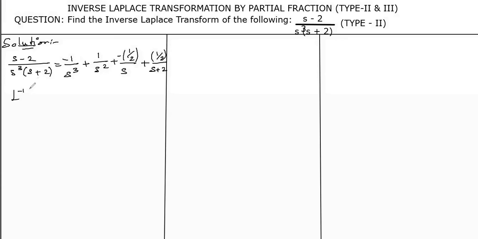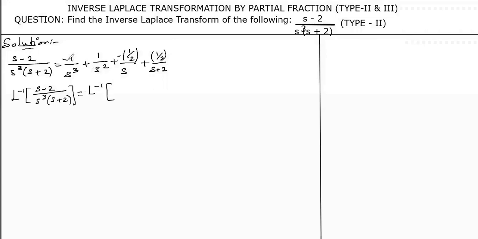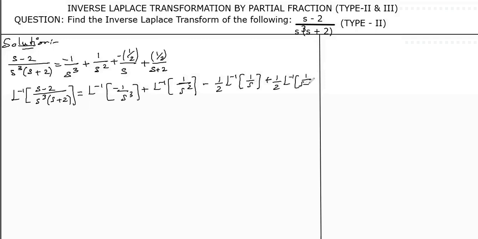So it will become Laplace inverse of s minus 2 over s cube times s plus 2 equals. So when you apply, what happens? The whole term, we have to apply Laplace inverse. So Laplace inverse of negative 1 over s cube here, plus Laplace inverse of 1 over s square. And here minus half is a constant, so Laplace inverse of 1 over s, plus again half Laplace inverse of 1 over s plus 2.